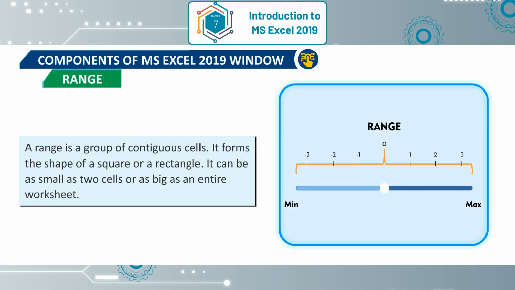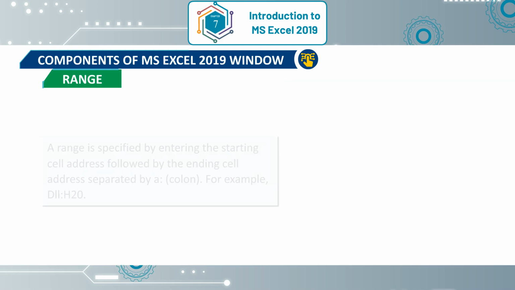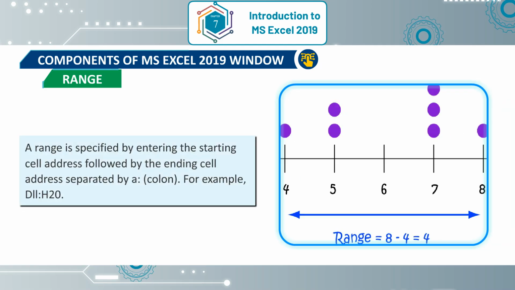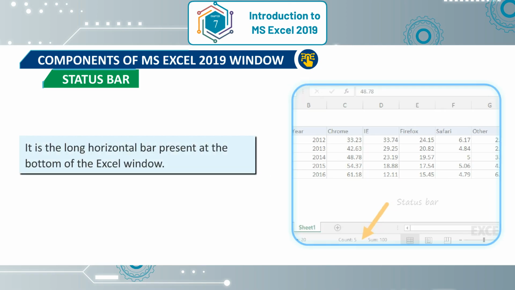Range. A range is a group of contiguous cells. It forms the shape of a square or a rectangle. It can be as small as 2 cells or as big as an entire worksheet. A range is specified by entering the starting cell address followed by the ending cell address separated by a colon. For example, D11:H20.